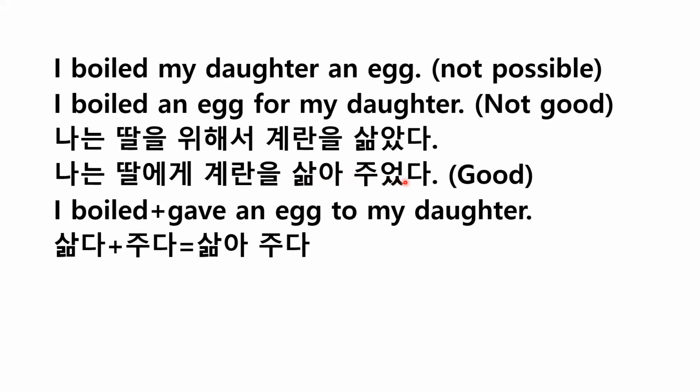나는 딸에게 계란을 삶아줬다. This sentence exactly tells what the first sentence means. 삶다, 주다 put together into one unit of verb. When you put two or more verbs into one unit of verb, we call that verb compound verb. Compound verb is used to deliver one purpose of an activity. Two or three activities put into one purpose, one unit of activity. Then you use compound verb. I boiled gave an egg to my daughter. 나는 딸에게 계란을 삶아 주었다 is what the first sentence says.